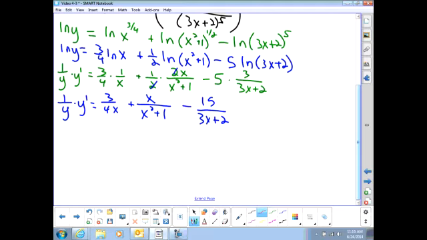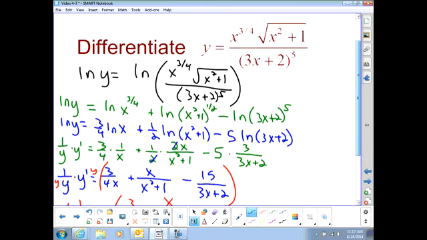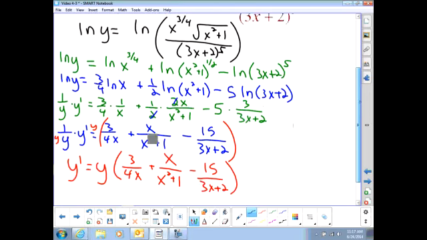We now want to get y prime by itself. So we can get rid of the 1 over y by multiplying both sides by y. So we'll get y prime equals y times 3 over 4x plus x over x squared plus 1 minus 15 over 3x plus 2. And then your last step, one that many people often forget to do, is we are going to replace y with what we knew y was equal to. In the original problem, they told us it was x to the 3/4 square root of x squared plus 1 all over (3x plus 2) to the 5th.